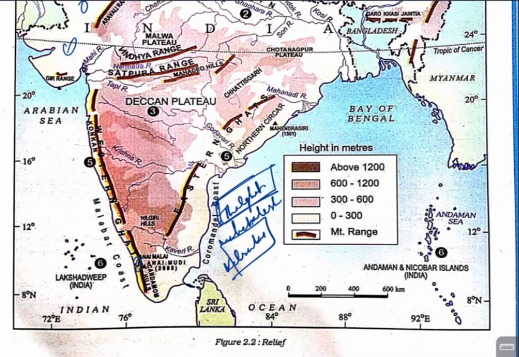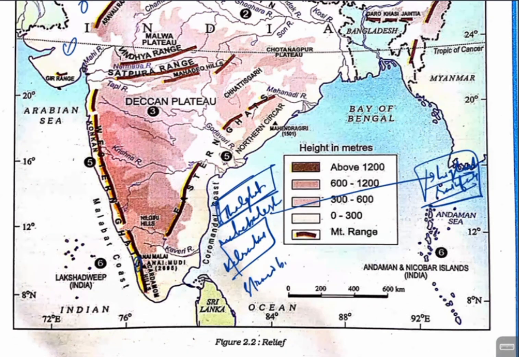Mahabaleshwar is also known for the highest rainfall of this region. I hope you all know that Mahabaleshwar is famous for strawberry farming. Then Karnataka: the northern part has the Baba Budan Hills.